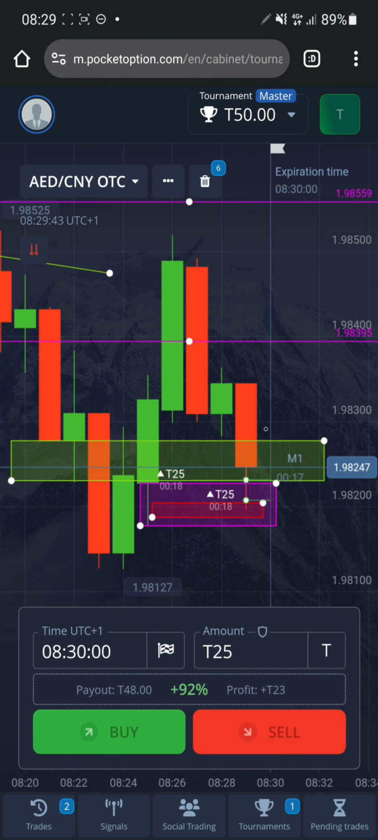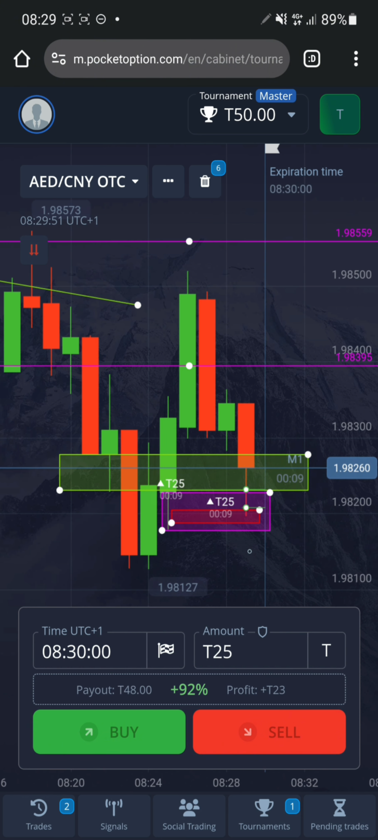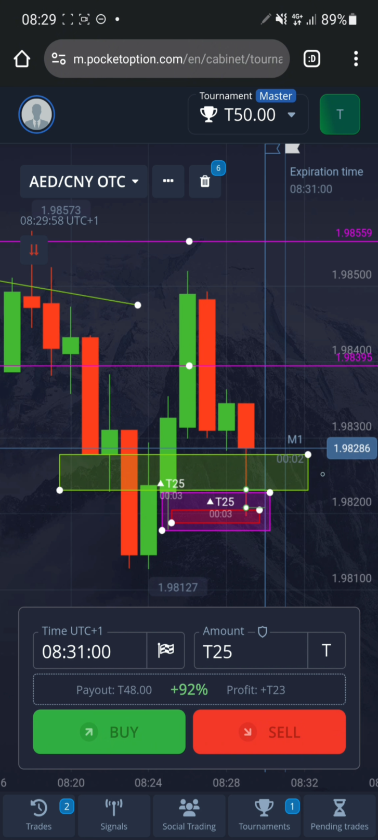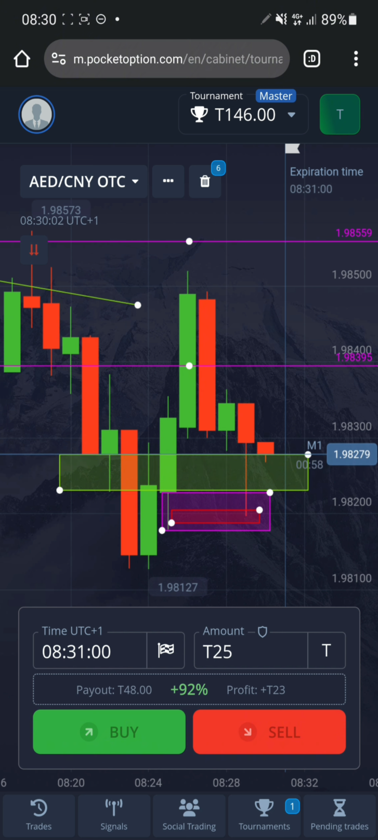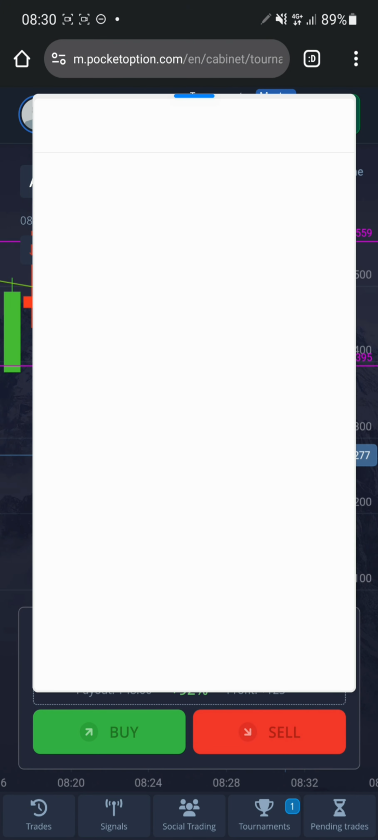So I'm expecting a push to the upside because of this QM area, and it's a nice QM area also. So I would explain this trade right after this happens. So basically this is what happens. We have this ABC to the downside. Now let me show you what ABC is.